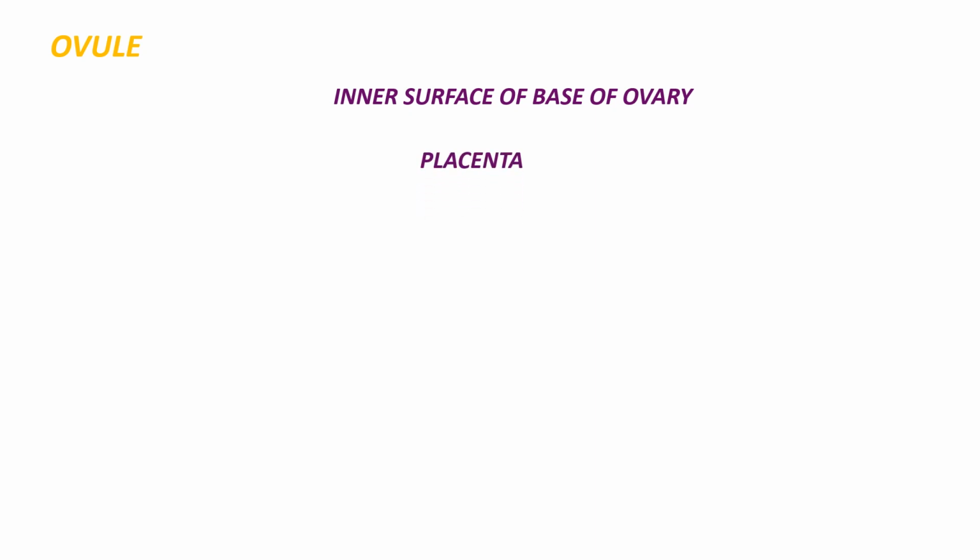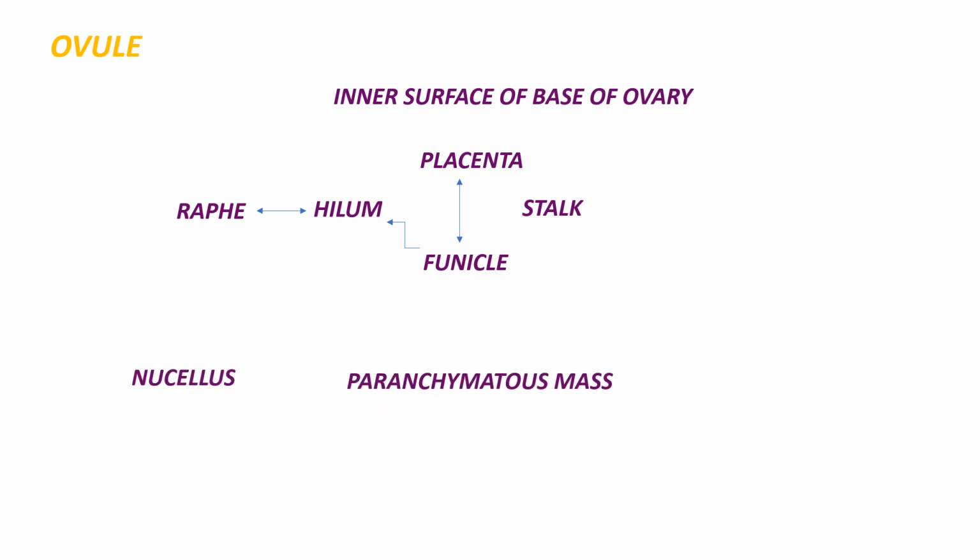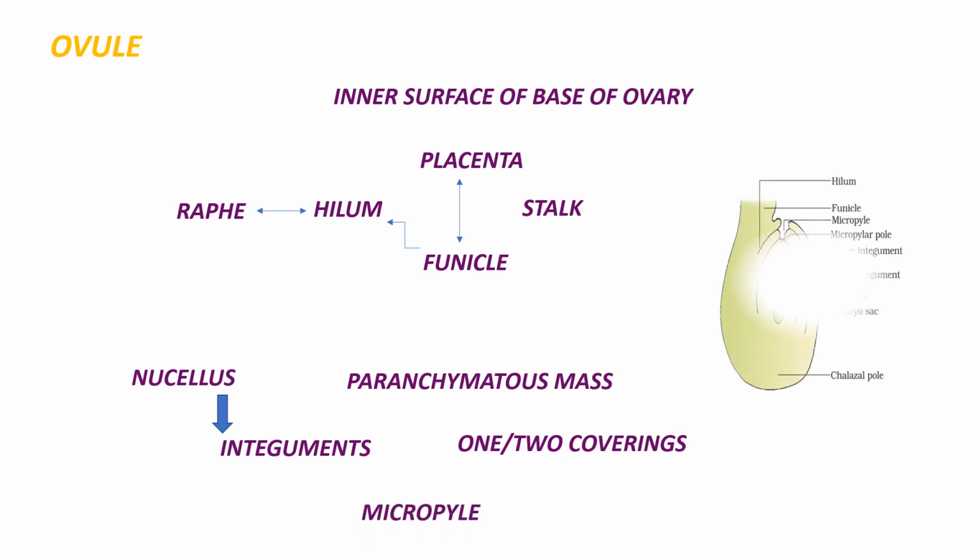It is attached to the placenta with a stalk which is called funicle. The point where funicle is attached to the ovule is called hilum. The funicle grows beyond hilum through the body of the ovule and forms a ridge which is called raphe. The ovule has a parenchymatous mass of tissue which is called nucellus. The nucellus is covered by integuments of one or two coverings. These integuments do not completely cover the nucellus and leave some portion which makes the micropyle.